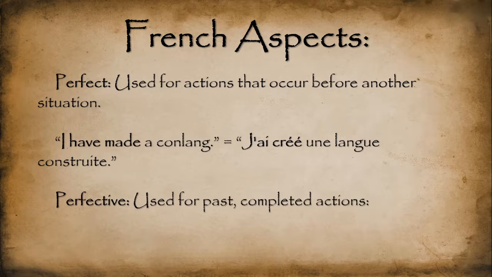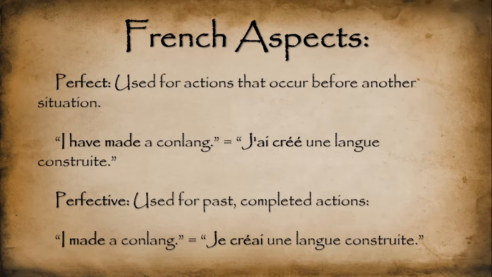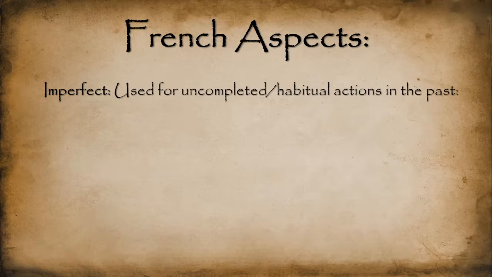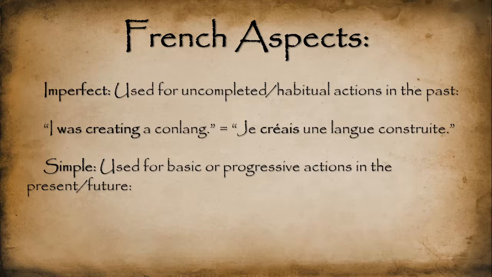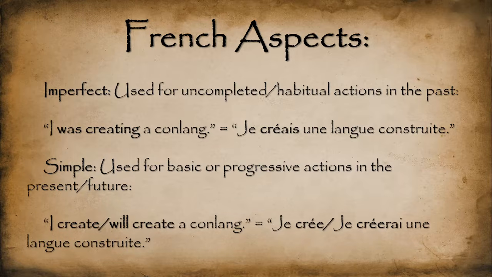The perfective aspect is used for past completed actions, so I made a conlang would be je créé une langue construite. The imperfect aspect is used for uncompleted or habitual actions in the past, so I was creating a conlang would be je créé une langue construite. While the simple aspect is used for basic or progressive actions in the present or future, so I create or will create a conlang would be je créerai une langue construite.